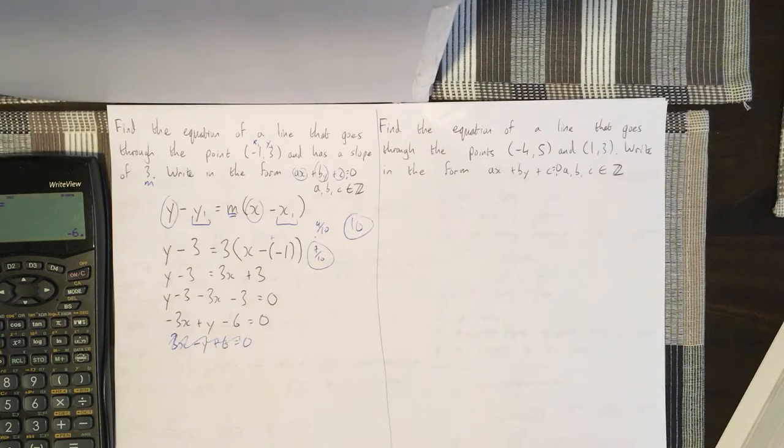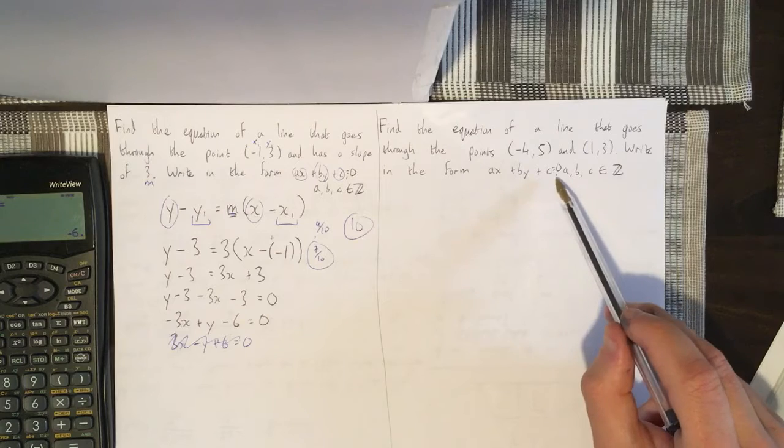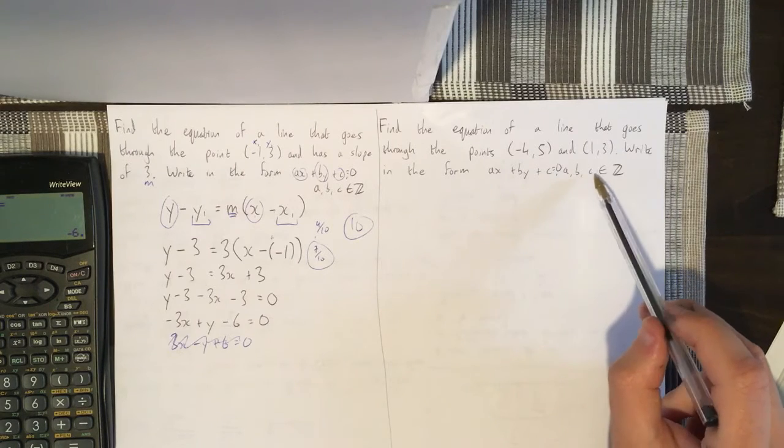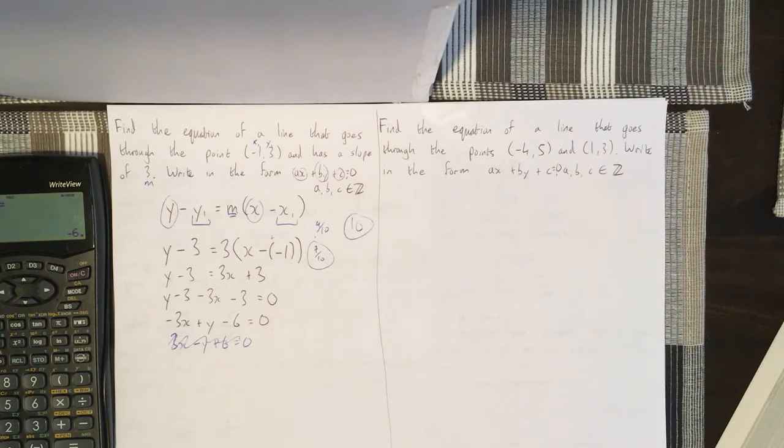So find the equation of a line that goes through the points minus 4, 5 and 1, 3. Write in the form ax plus by plus c equals 0, where a, b and c, the number in front of x, the number in front of y, and the number on its own at the end, are all integers. They're all whole numbers, positive or negative. Right, so find the equation of a line.